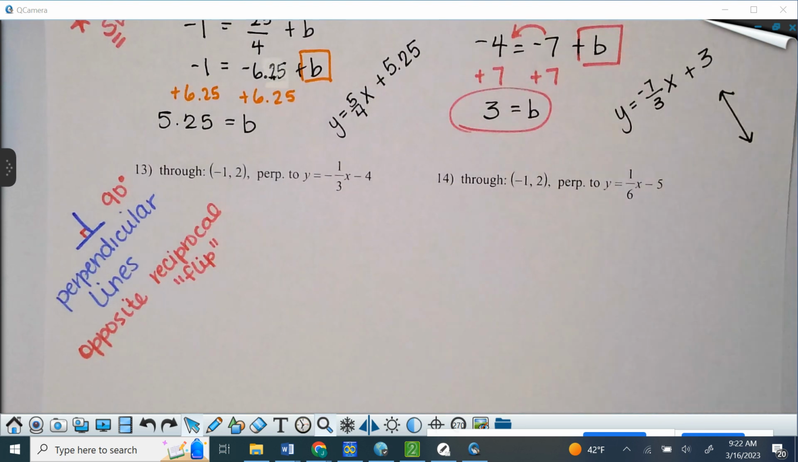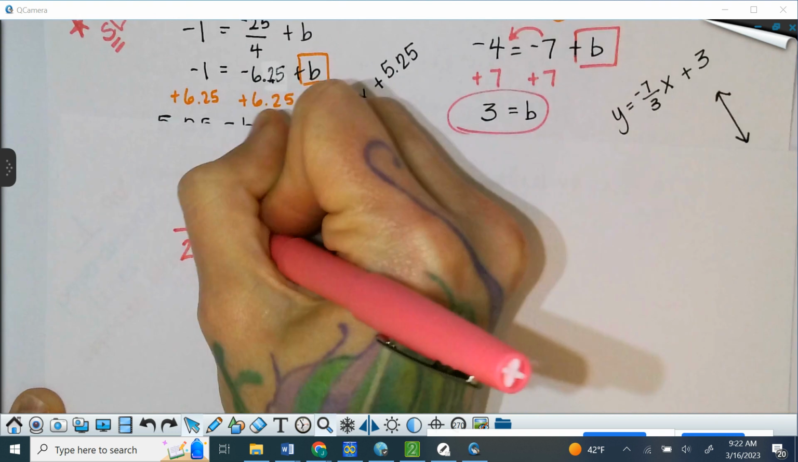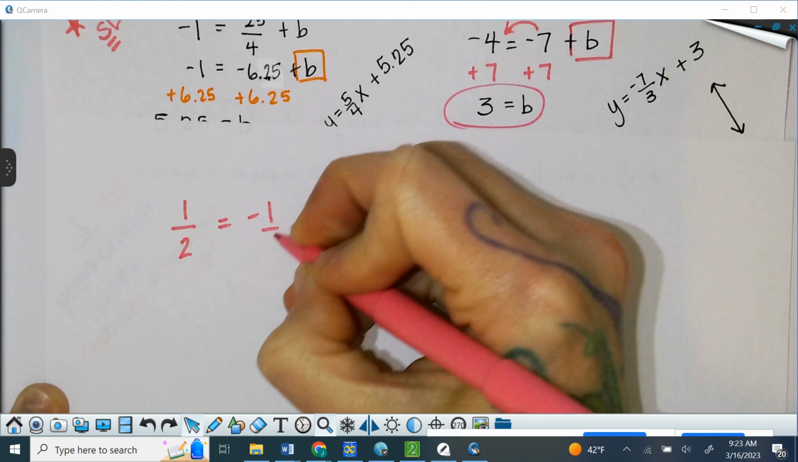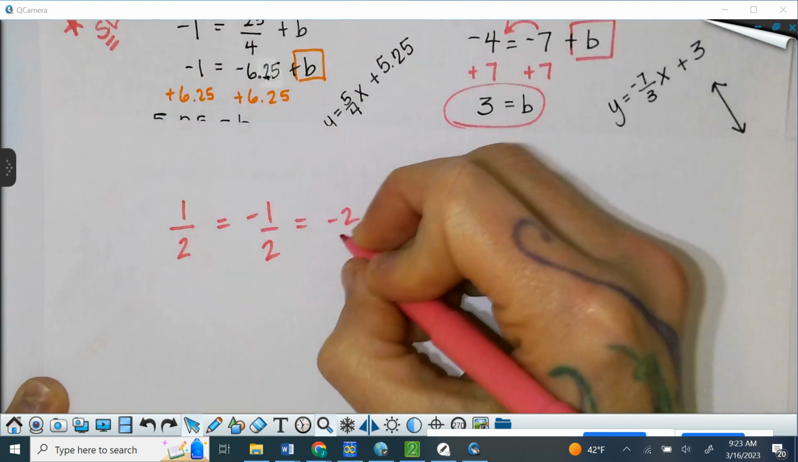So opposite reciprocal. So just for a side note, if I had the fraction, let's see if I can get a piece of paper, there we go. If I had the fraction 1/2, what's the opposite of a positive 1/2? Negative 1/2. So that took care of the opposite part. And then what is the reciprocal of a negative 1/2? So we want to flip it over. Yep, negative 2 over 1. And if we're being honest, that's going to become a negative 2.